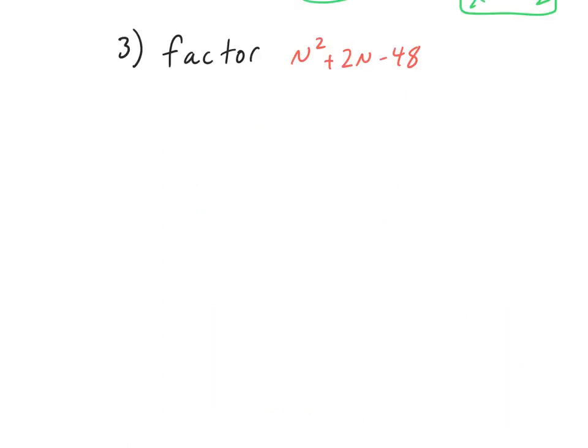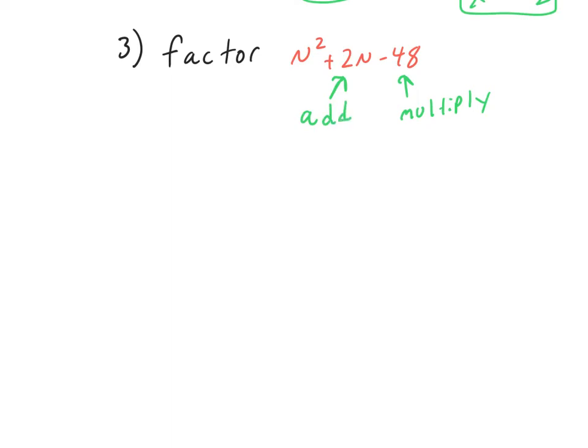On number 3, it's asking us to factor n squared plus 2n is equal to -48. So to factor this, what I need to do is find two numbers that multiply to give me -48, and the same two numbers added together will give me +2.